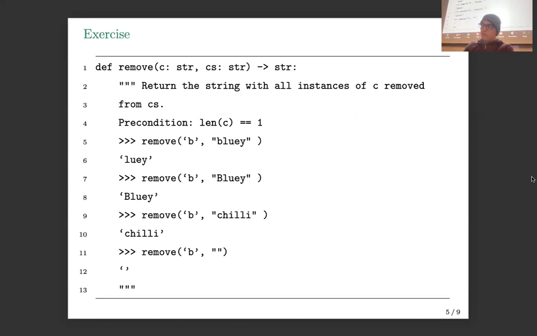Let's write a function called remove that I'm going to give a character, but really this is a string of length 1 because we don't have characters, and a string. And I want to return a string with all of the characters of C removed, right? So if I want to remove B from Bluey, you're going to be left with L-U-E-Y. If I want to remove small b from Bluey with a capital B, nothing gets removed.